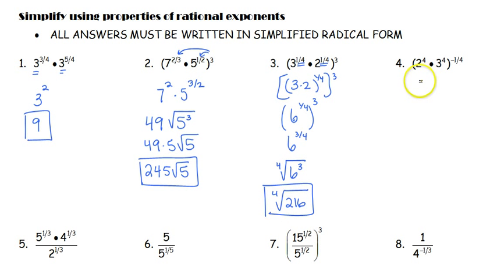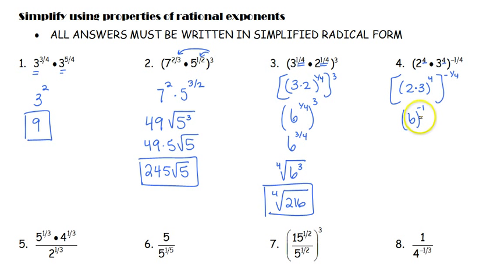Number 4, lots of different ways we can do this. Again, we have the same exponent, so I can go ahead and combine the 2 times 3, all being raised to the 4th, and that is being raised to the negative 1/4. Power to a power we multiply. 2 times 3 gives us 6. 4 times the negative 1/4 is a negative 1.